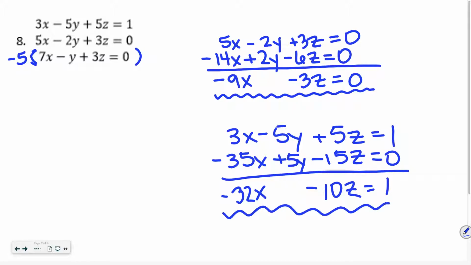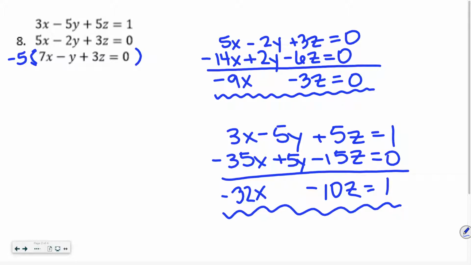Okay. There is a lot of room for error in a problem like this, so I encourage you to take your time when you are doing this as to not make a simple arithmetic error. Because if you make one in the beginning, it's carried through all the way. Okay, you can't really recover from it.